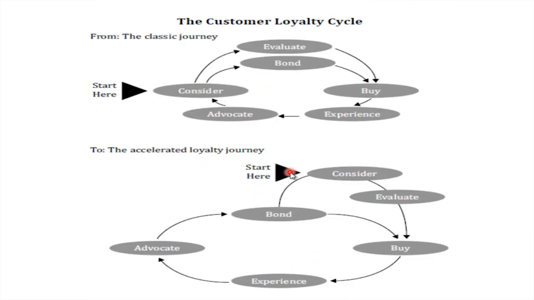So start here, consider, evaluate, then they buy. Then they experience the product, then advocate it, then bond. Then they bond to it. Then this cycle will be circulating. Sometimes this cycle will be circulating for about 6 months. So after 6 months of use, every month the customer is buying this product.